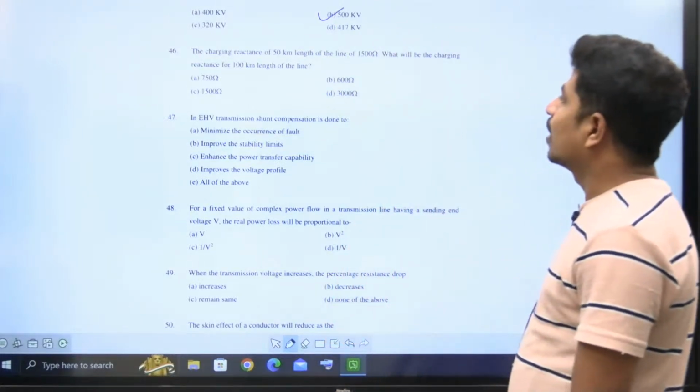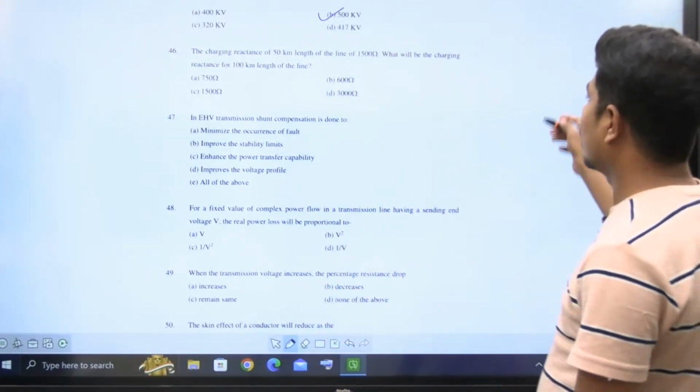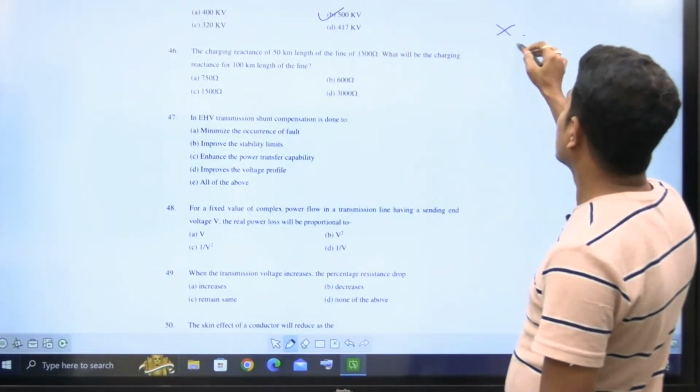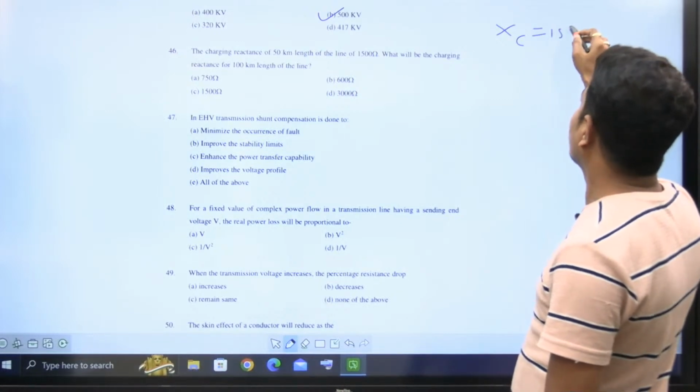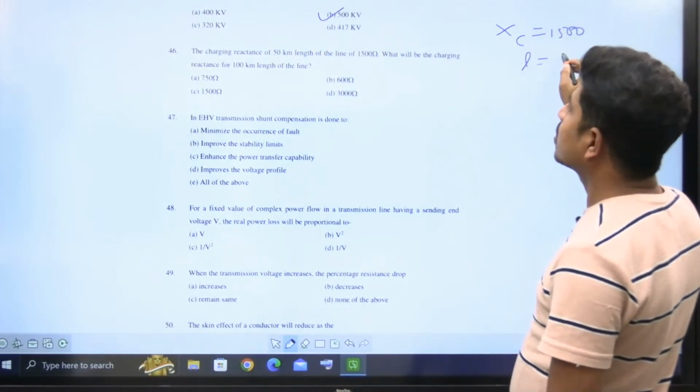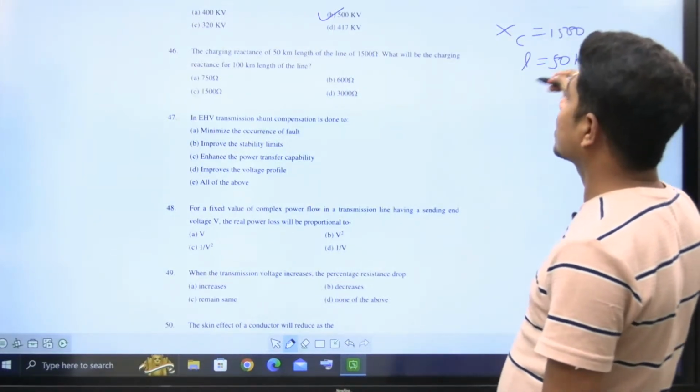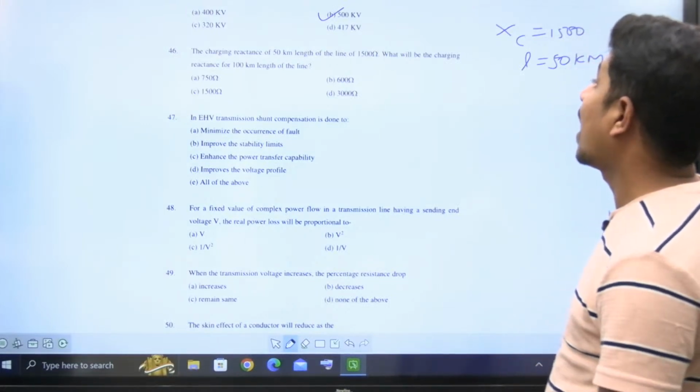The charging reactance of a 50 km transmission line is 1500 ohms. So XC is equal to 1500 and length is equal to 50 kilometers. Now he is asking what is the charging reactance for 100 kilometers?